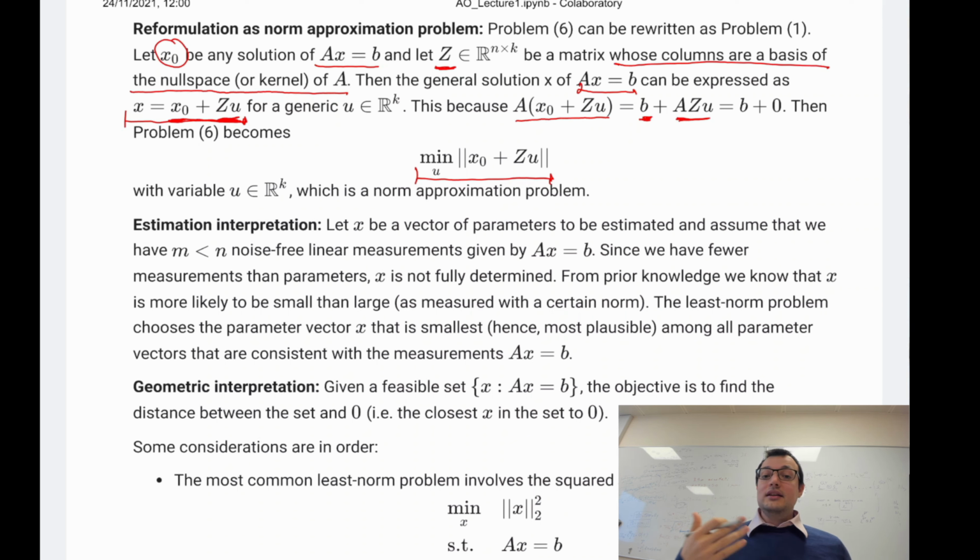Now let's assume that in our problem we have knowledge that our x is more likely to be small than large. Another way to look at the problem is that the most plausible x is a small x. That means we want to satisfy the constraint Ax equal to b, and we also want to minimize the norm.